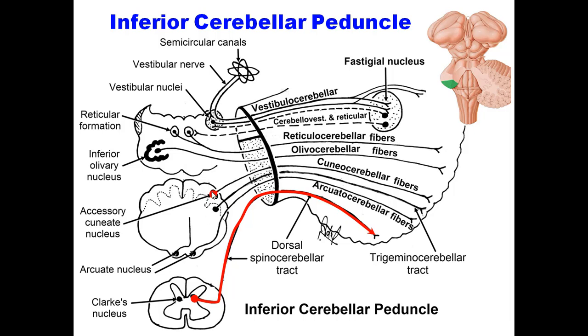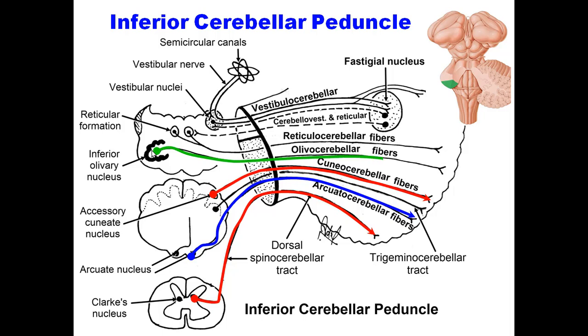Second one, cuneocerebellar tract. This cuneocerebellar tract arises from the accessory cuneate nucleus in the medulla and it carries proprioceptive information from the upper limb. So, dorsal spinocerebellar tract carries proprioceptive information from the trunk and the lower limb. Cuneocerebellar tract carries proprioceptive information from the upper limb. Then we have arcuatocerebellar fibers. Arcuatocerebellar fibers carry information from the cerebral cortex to the cerebellum.